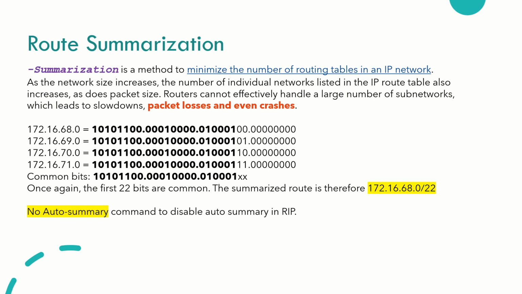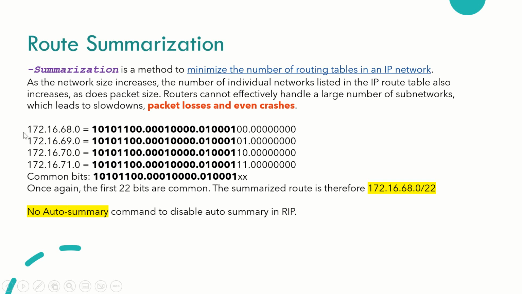If you remember passive interface from RIP and also route summarization. Summarization is a method to minimize the number of routing tables in an IP network. As the network size increases, the number of individual networks listed in the IP route table also increases, as does packet size. Routers cannot effectively handle a large number of subnetworks, which leads to slowdowns, packet losses, and even crashes.